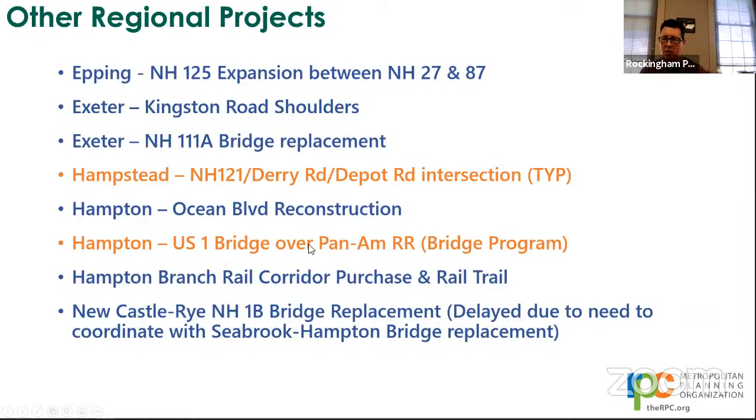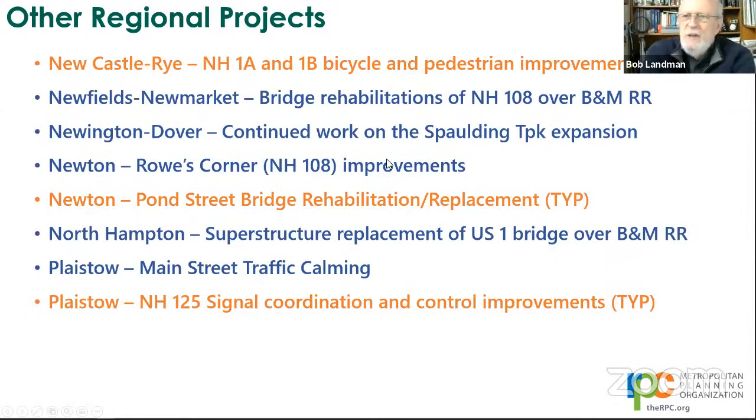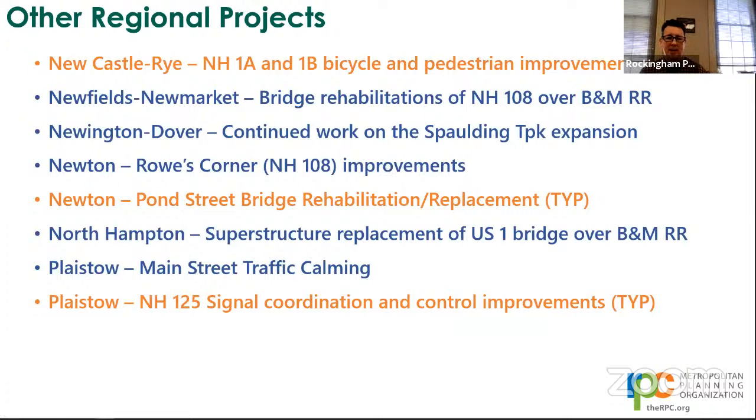Hampton US 1 bridge over the Pan Am Railroad. This is the bridge over on Route 1, right at the Northampton town line, or the railroad there. And that was added through the Red List Bridge program. What are they going to do with that? What's the plan? I don't, it's pretty early yet. It says rehabilitation, I believe. You know, but I don't know the details of exactly what that means.